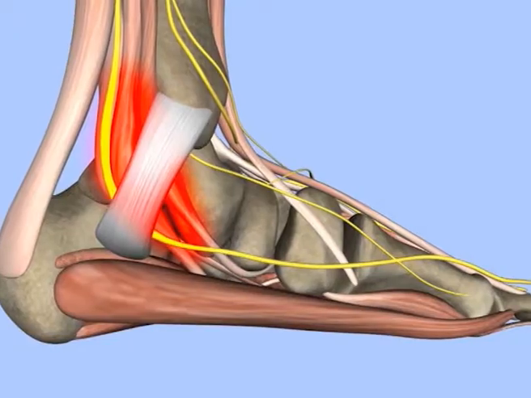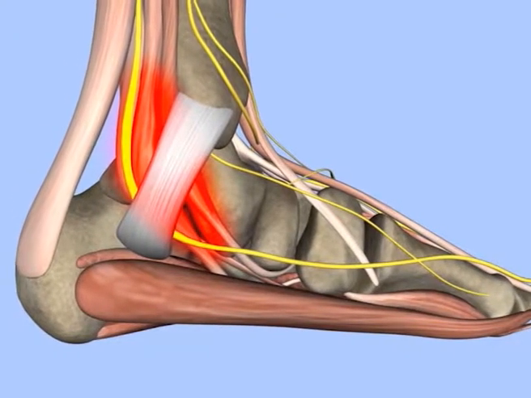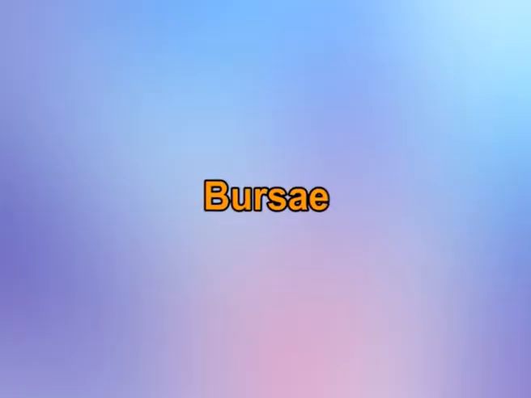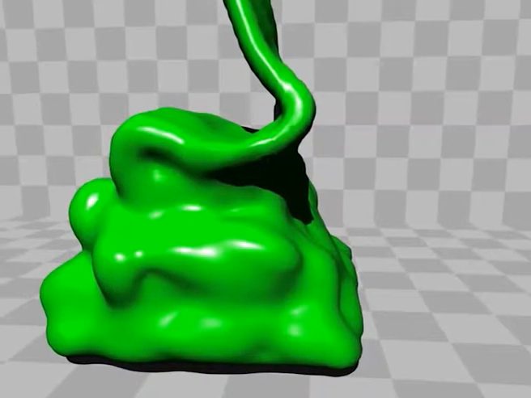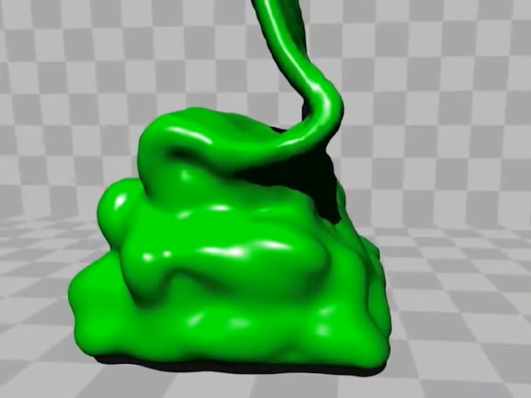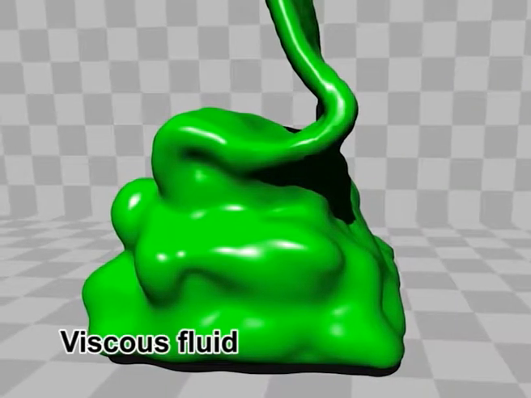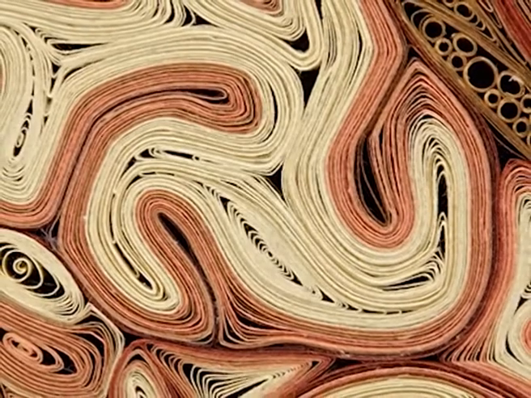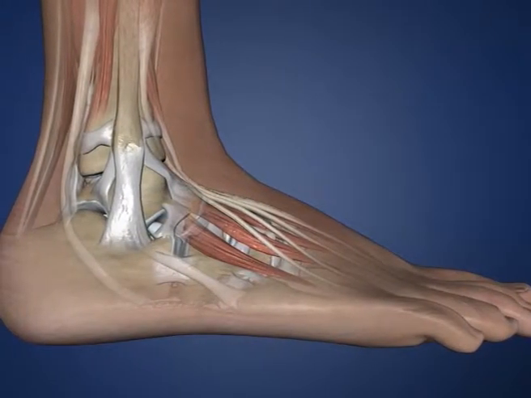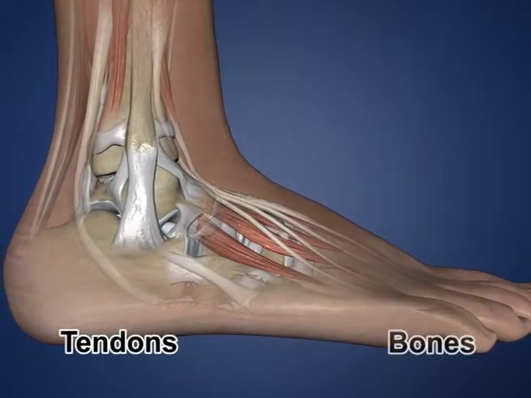Retinacula. These band-like structures hold tendons in place while joints move. Bursae. These fluid-filled sacs are made of fibrous tissue. They are lined with membranes and contain a bit of viscous fluid. They reduce friction between body tissues. Major bursae are located near joints between the tendons and bones.